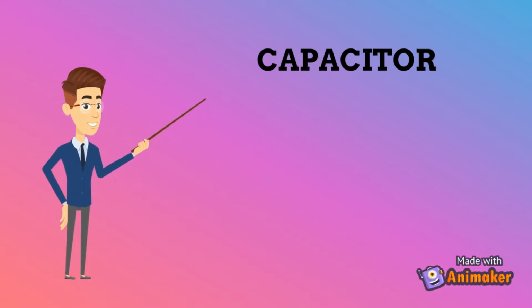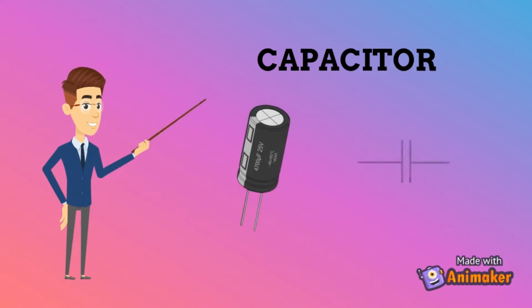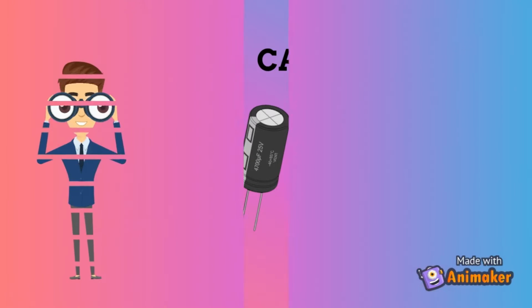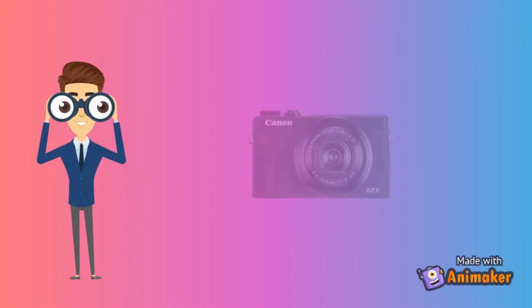So, what is a capacitor? A capacitor is a device for storing electrical energy consisting of two conductors in close proximity and insulated from each other. Where can we find a capacitor in our life?